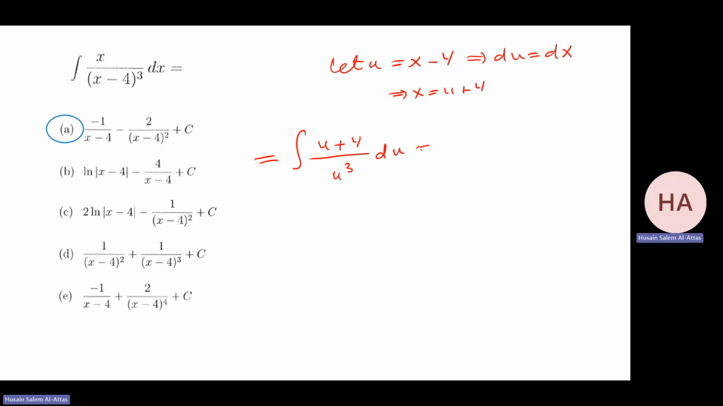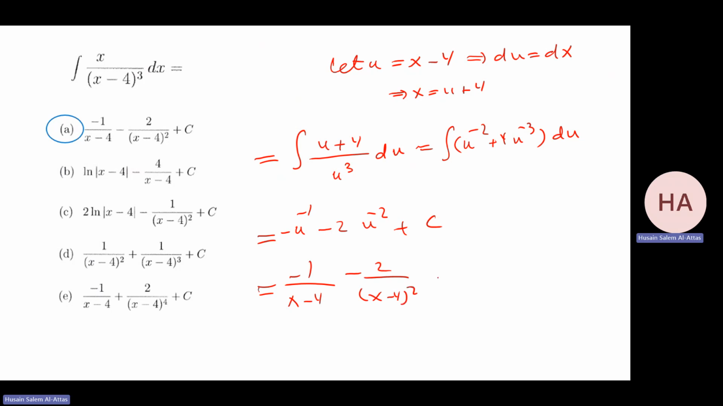That is what? u minus 2 plus 4u minus 3 du. So this will be minus 1 over u minus 2, u minus 2. I add 1, I divide by minus 2, plus c. Well, let me make it minus u minus 1, or minus, okay, fraction, make it fraction, no problem. Minus 1 over x minus 4 minus 2 over x minus 4 squared plus c. So this is my answer.